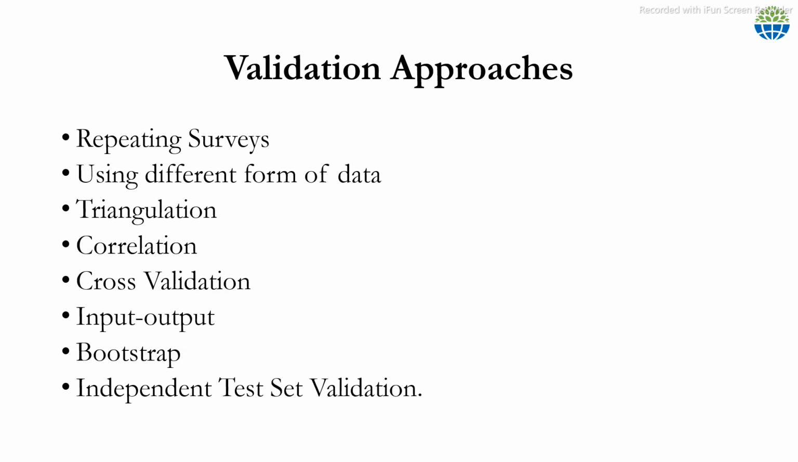If there are outliers, some data apart from the expected value range, then we have to go for repeating the survey. Otherwise, we can use a different form of data. We have to check the triangulation method, correlation, cross validation, and input output. Bootstrap methods are also there, and data set validation is also there.